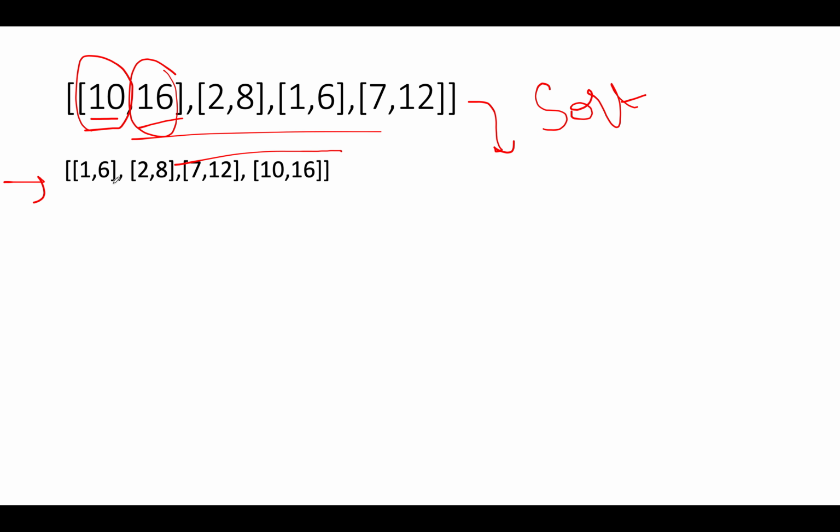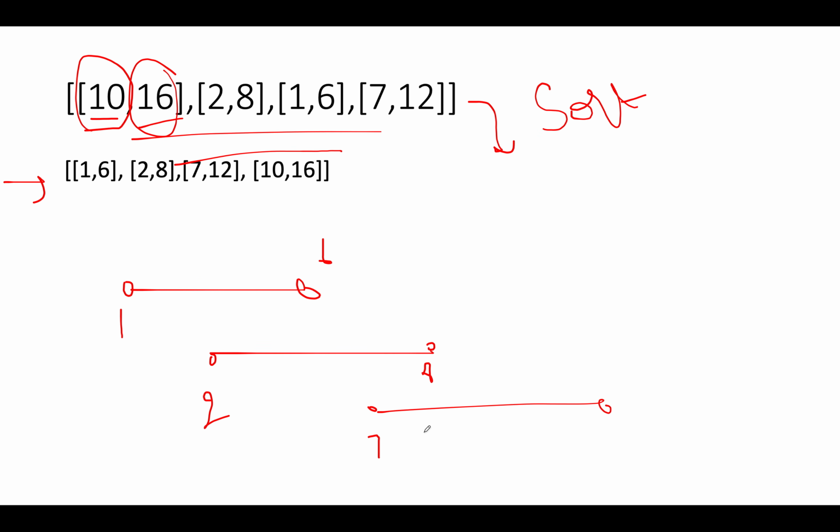We have 1, 6, 2, 8, 7, 12, 10, 16. And let me just plot those up on x-axis. We have 1, 6, we have 2, 8, we have 7, 12. So let's write 7, let's write 12 here. And next one is 10, 16. And now let's shoot the arrows and burst balloons.